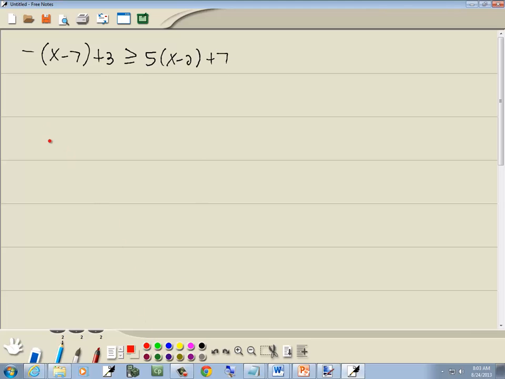Now our first step, we want to get rid of parentheses. Now there is no number in front of this parentheses, but if I were to put 1 here, it's the invisible 1. So the distributive property, we're taking negative 1 times x and times negative 7. And over here we're taking 5 times x and 5 times negative 2.